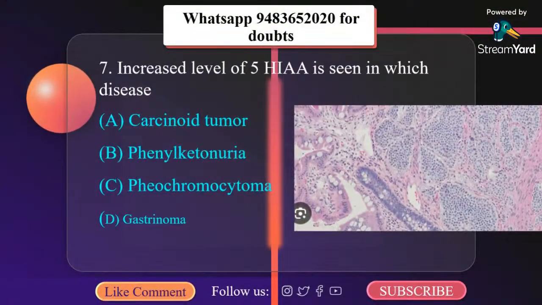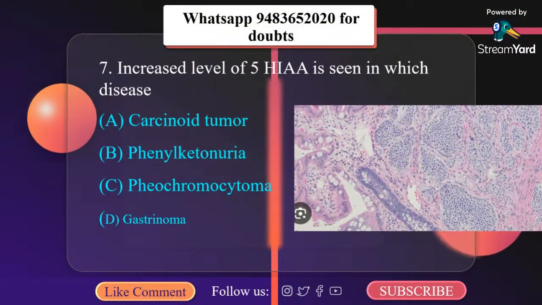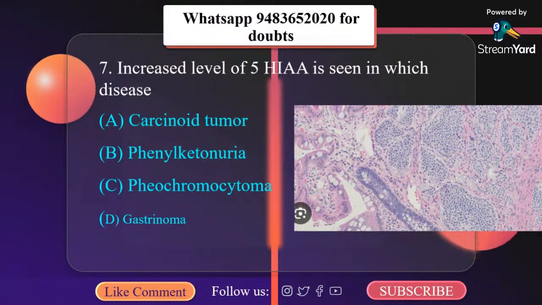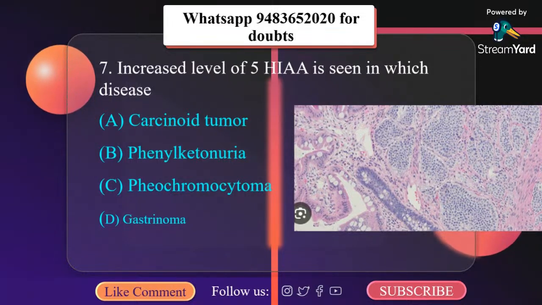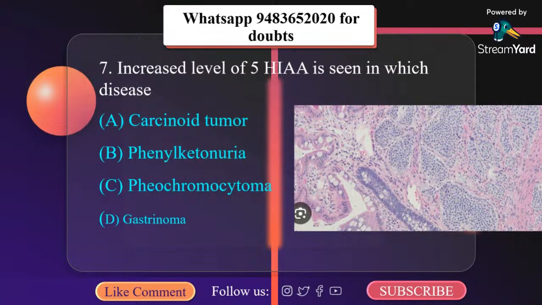Increased level of 5-HIAA, hydroxyindole acetic acid, is seen in which disease? A. Carcinoid tumor. B. Phenylketonuria. C. Pheochromocytoma. D. Gastrinoma. The correct answer here is A, carcinoid tumor.